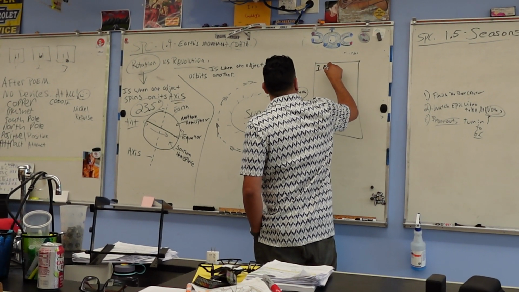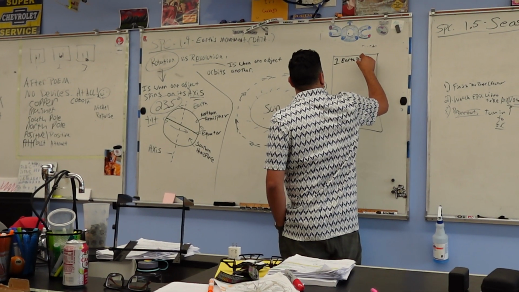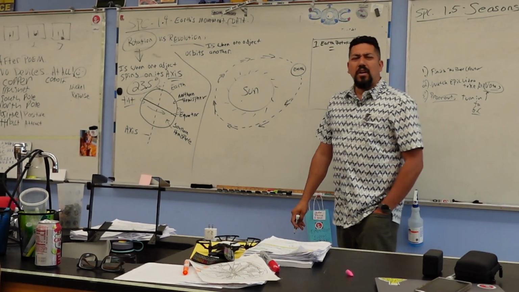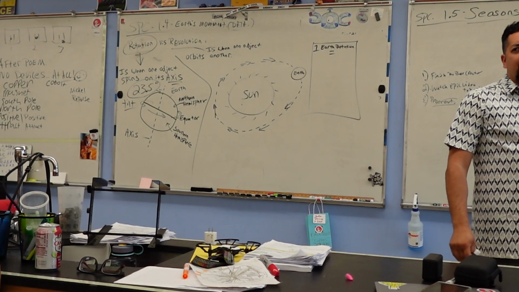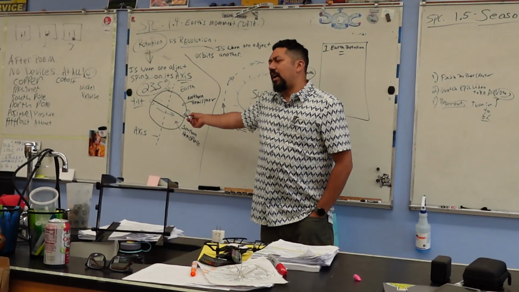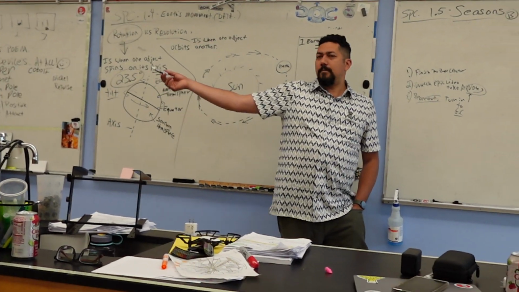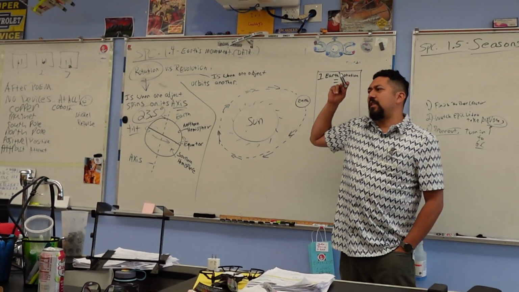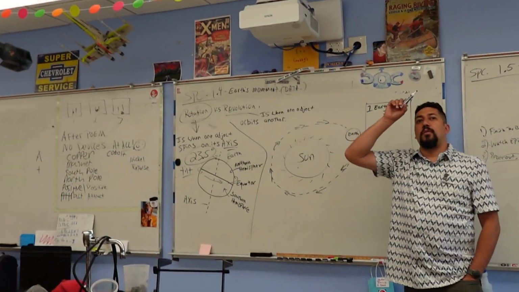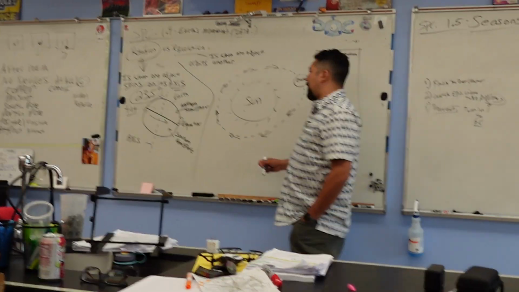One Earth rotation equals, how long does it take? Raise your hand if you think you know the answer. How long does it take for the Earth to rotate once on its axis? 1 day, 24 hours. One rotation, 24 hours.